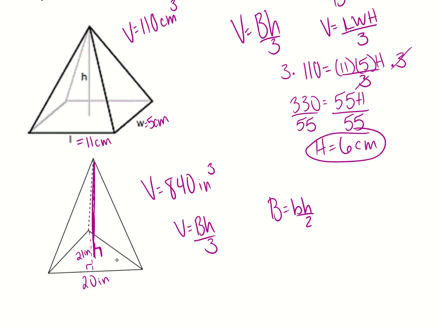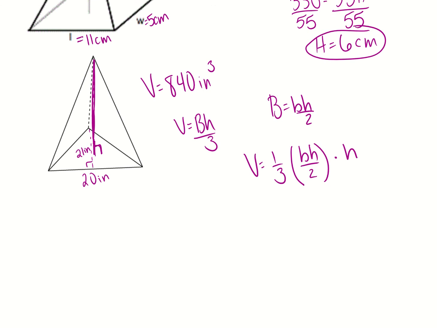Now with this being divided by 3 as well, I'm going to kind of write it as volume equals 1/3, because that's the same thing as saying divided by 3, times the base times height divided by 2, times the height. Okay? So with that, I'm going to substitute everything I know. So I have 840 equal to 1/3 times, let's go with my base is 20, times my height, which is 21, that's divided by 2, times what I don't know.